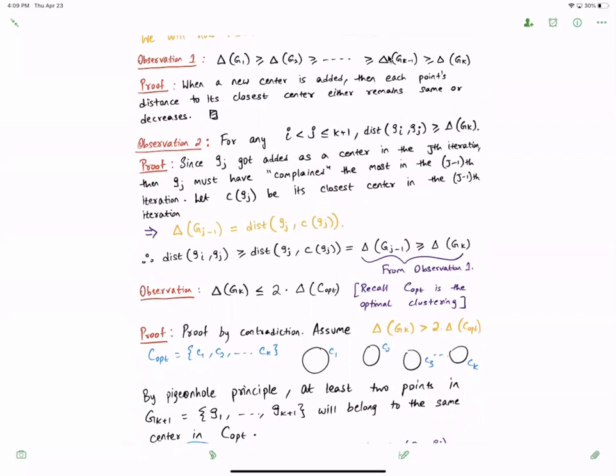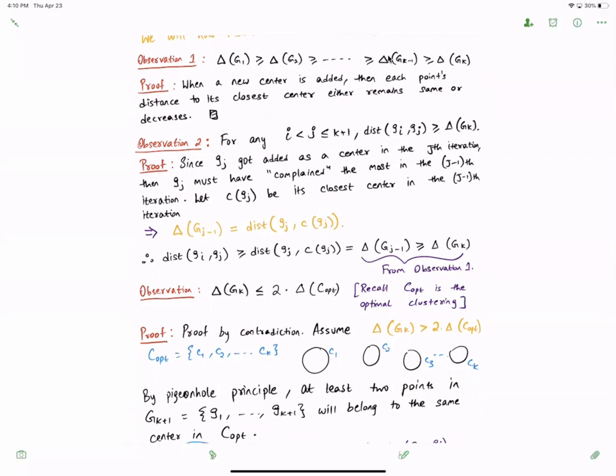So this will be a simple proof by contradiction. I'll assume that delta of Gk is actually at least 2 times delta of C-opt, and I'll prove a contradiction. So let's look at the optimal clustering. This is one thing I really like about approximation algorithms: we don't know what the optimal clustering looks like, and we can't compute it in polynomial time. But somehow we can make use of it in the analysis and show that our algorithm is actually pretty close to the optimum. It's very fascinating in that sense.